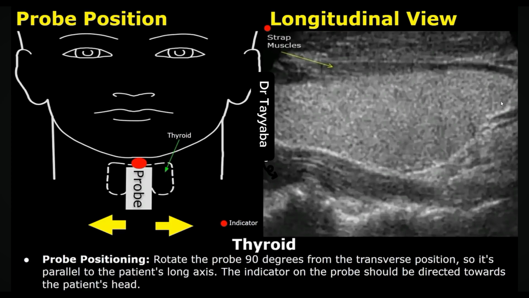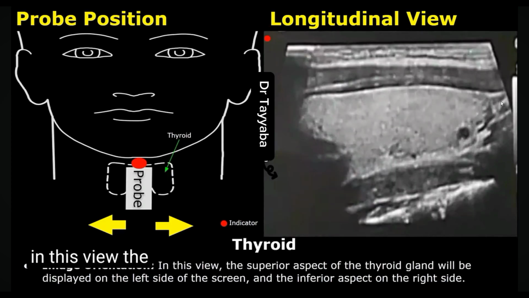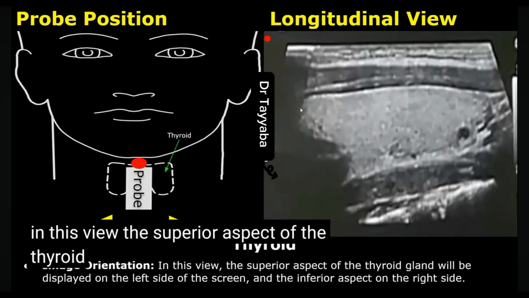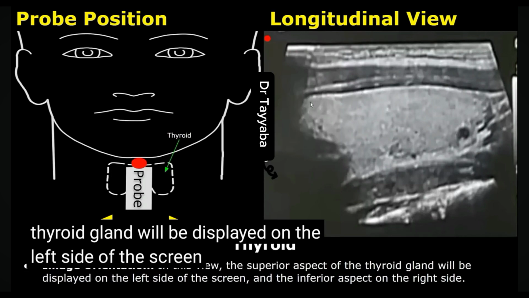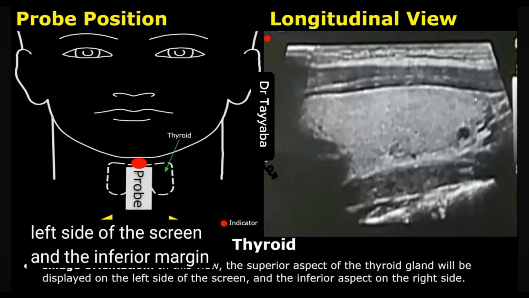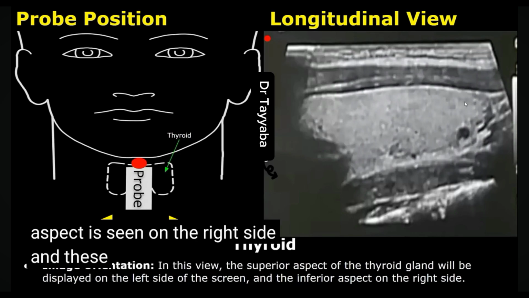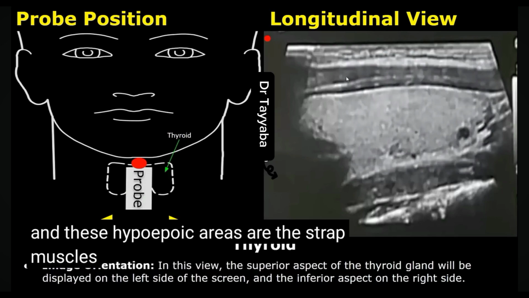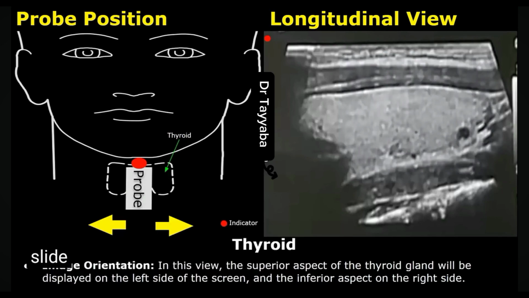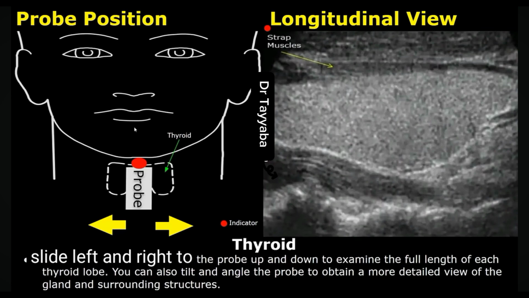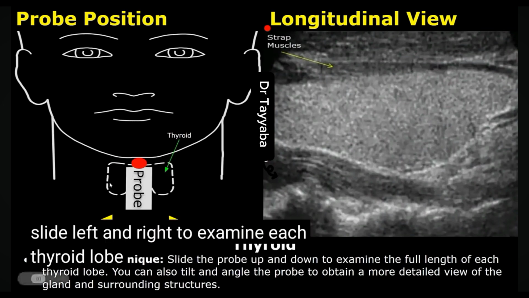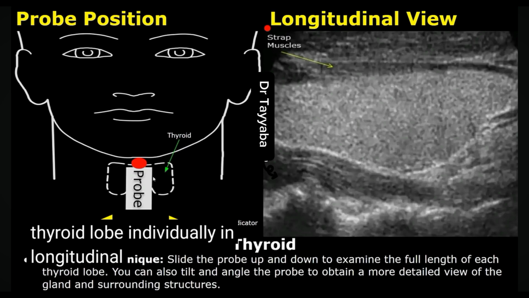The indicator should be towards the patient's head and you will get this type of image. In this view, the superior aspect of the thyroid gland will be displayed on the left side of the screen and the inferior aspect is seen on the right side. And these hypoechoic areas are the strap muscles.